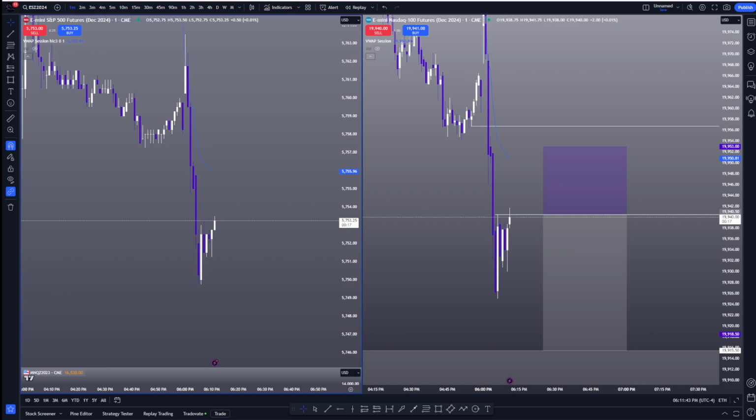So that was a good quick win right there. Just a quick 100 ticks. That's a good way to start off our day. All right, so now we have even more leverage to work with here.